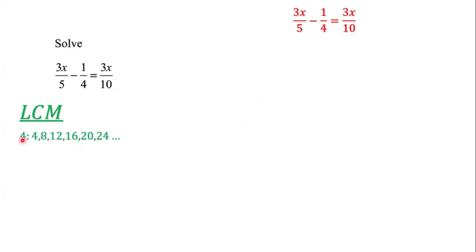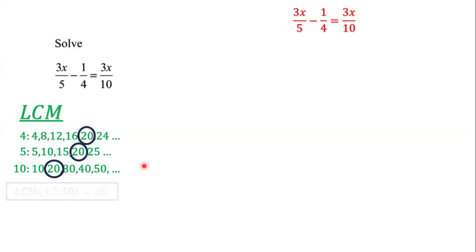Well, let's list the multiples of 4. We have 4, 8, 12, 16, 20, 24, and the list goes on. For 5, we have 5, 10, 15, 20, 25, and the list goes on. And for 10, the multiples of 10 are 10, 20, 30, 40, 50, and the list goes on. And so the lowest common multiple of 4, 5, and 10 is definitely 20.